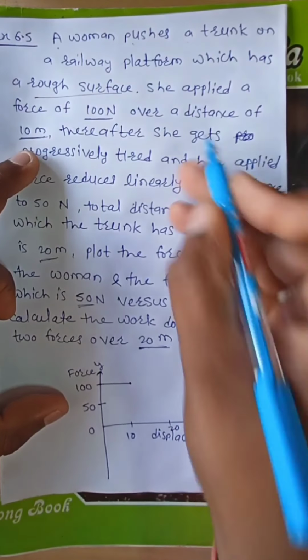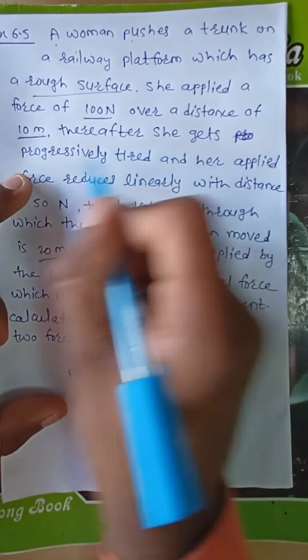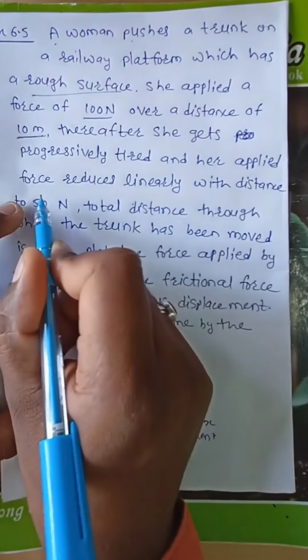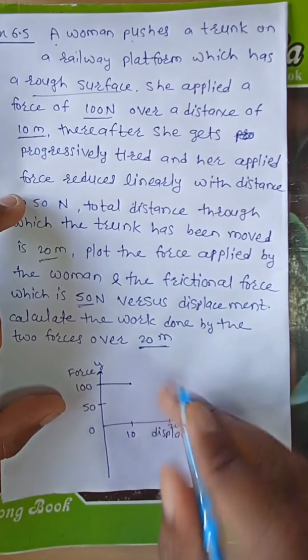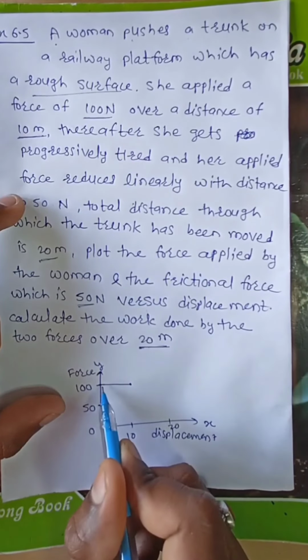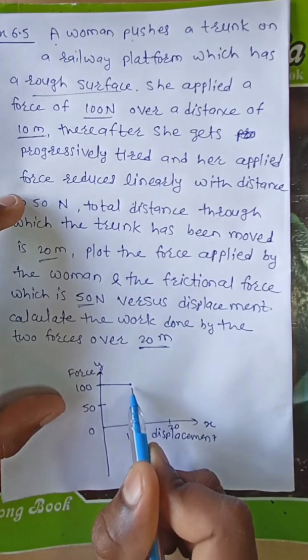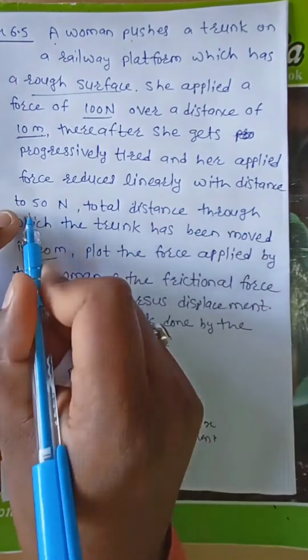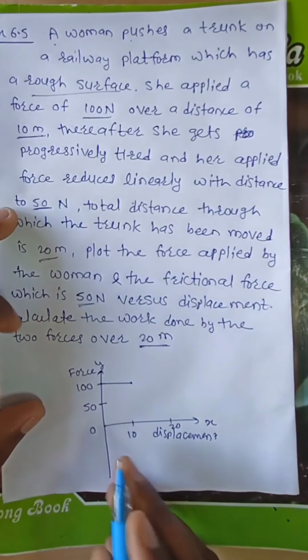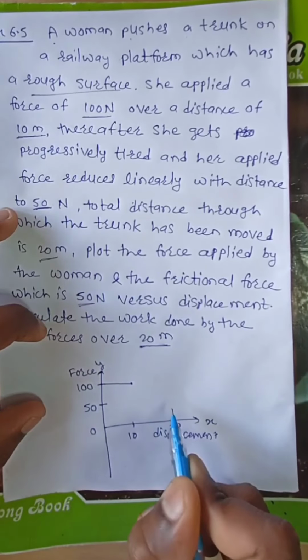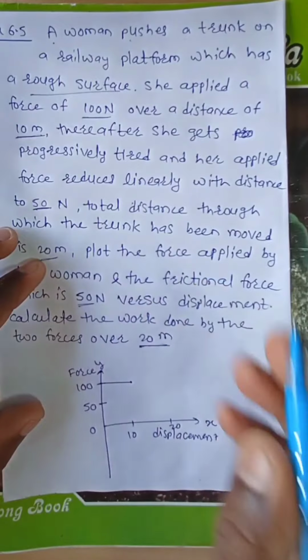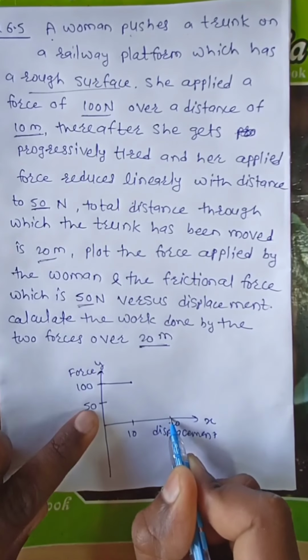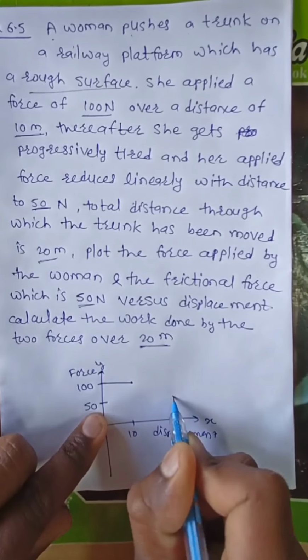Now after that, thereafter she gets progressively tired and her applied force reduces. Up to 10 meters the force is constant. Then after, the force reduces linearly with distance, means when the distance increases the applied force reduces up to 50 newtons. Then the total distance through which the trunk has been moved is 20 meters. When it reached 20 meters the force is 50 newtons.